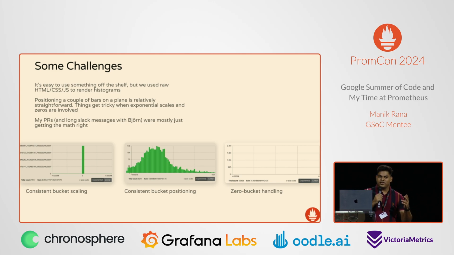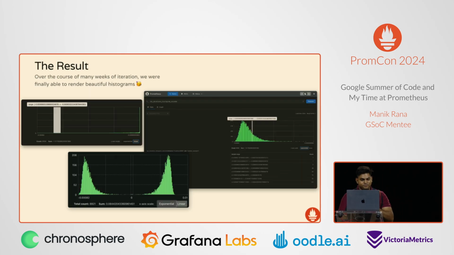And finally, the biggest pain point was handling the 0 bucket. For example, if you have conditions where you may have only positive buckets, plus the 0 bucket, sometimes the math would just break, and you'd see whatever's on screen in the third image, which is nothing. So finally, after months of talking to Bjorn, we got this, which is a beautiful feature, and I hope you guys utilize it.